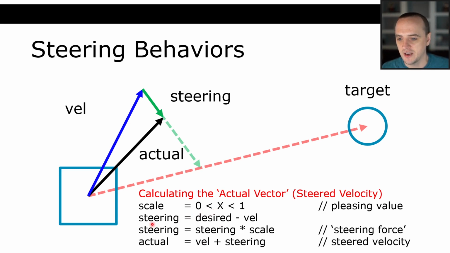So we're going to calculate first the dashed green complete steering vector. That's, again, desired minus velocity. Then we're going to calculate steering. That is this green vector, the non-dashed vector. What we do to calculate that is we just multiply the steering vector, the dashed green line, by the scale. The actual vector that we want then is velocity, that gets us to the end of the green point, plus steering will give us this actual vector, okay? And that is our steered velocity. So on the next frame of the game, that's the direction that we'll be going in.